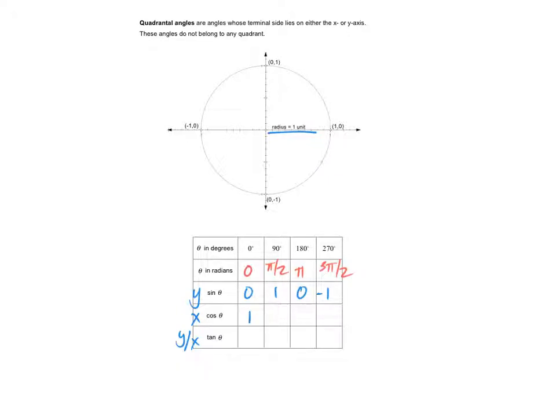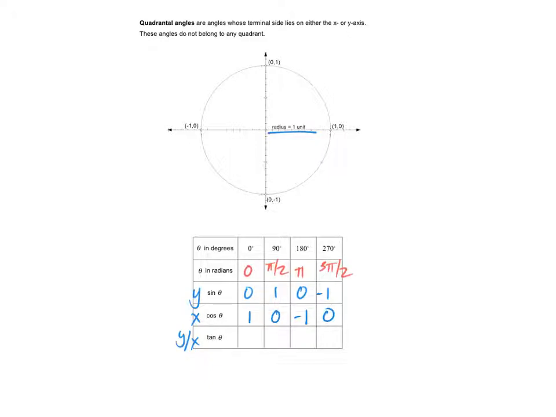At 90 degrees, x is 0. At 180 degrees, x is negative 1. And at 270, x equals 0. So now we're going to take those ratios of y divided by x and see what we get.